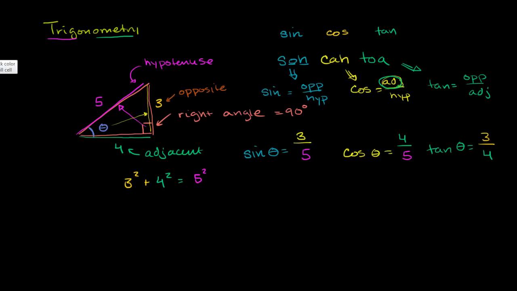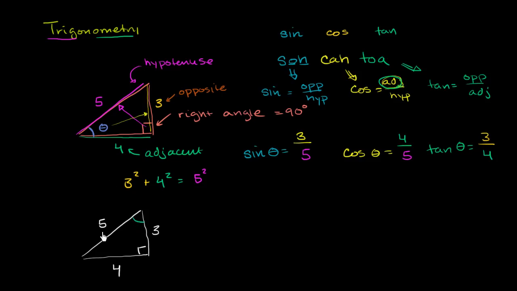Now, let's think about another angle in this triangle. And I'll redraw it just because my triangle is getting a little bit messy. So let's redraw the exact same triangle. Once again, the lengths of this triangle are: we have length 4 there, we have length 3 there, we have length 5 there. The last example, we used this theta. But let's do another angle up here.